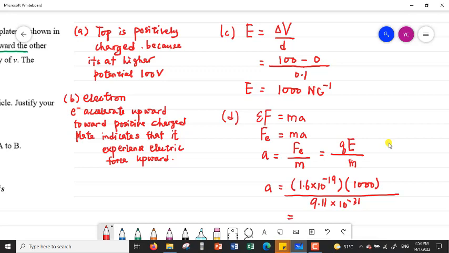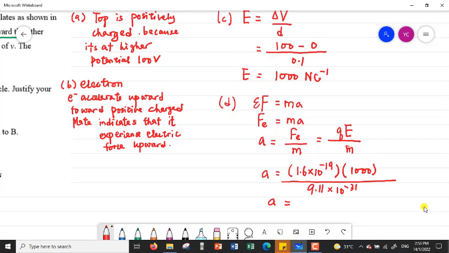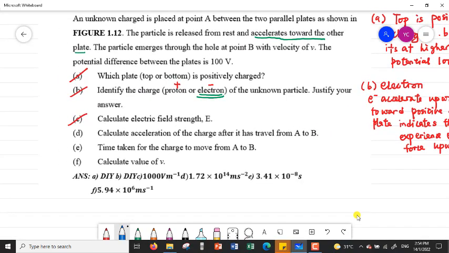So you might pause the video to calculate the acceleration of the charge. If you do the calculation correctly, your answer should be 1.76 to the power of 14. The unit for acceleration is meter per second squared. Okay, so we're done with question D.